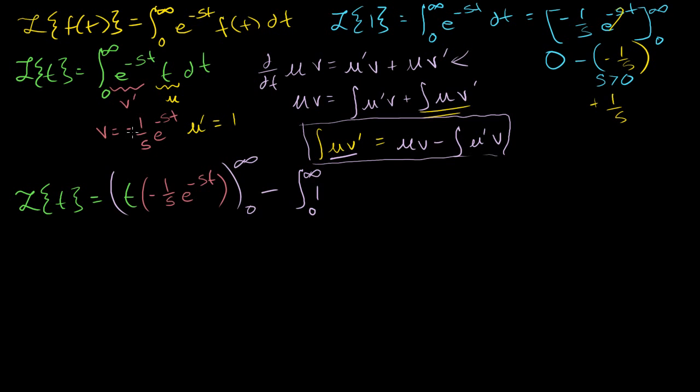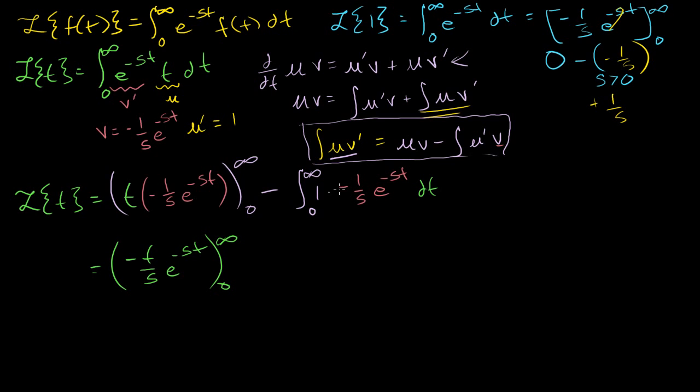What we just figured out here is v, times minus 1 over s. This is my v right here. Minus 1 over s e to the minus st dt. All of that is dt. And let's see if we can simplify this. So this is equal to minus t over s e to the minus st, evaluated from 0 to infinity.